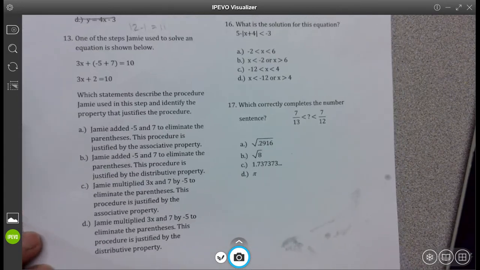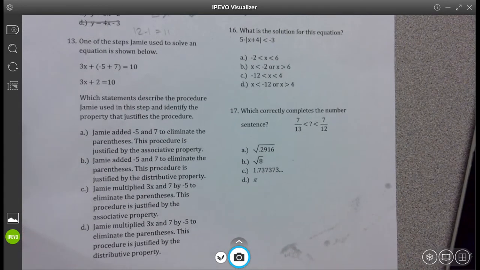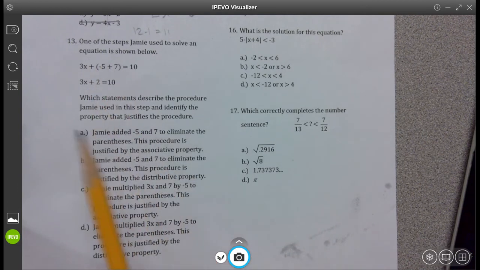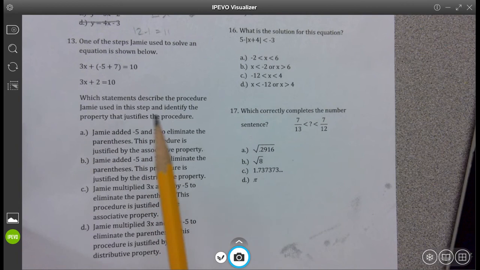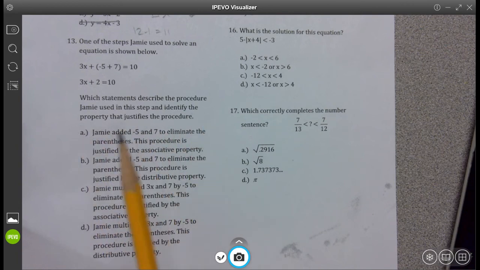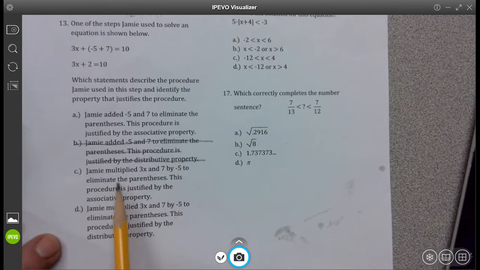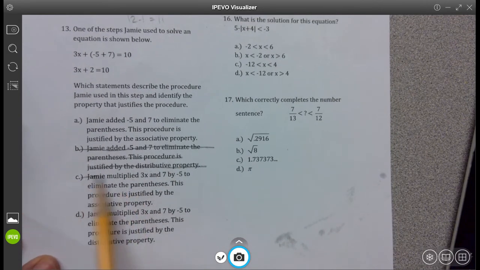Number 13, one of the steps Jamie used to solve an equation is shown below. Well, here we see she just simplified, she added. Which statement describes the procedure Jamie used in the step to identify the property? Jamie added to eliminate the parentheses. This procedure is the associative. Jamie added to eliminate the parentheses. This procedure is distributive. Well, she didn't distribute. Jamie multiplied. No, she didn't multiply.